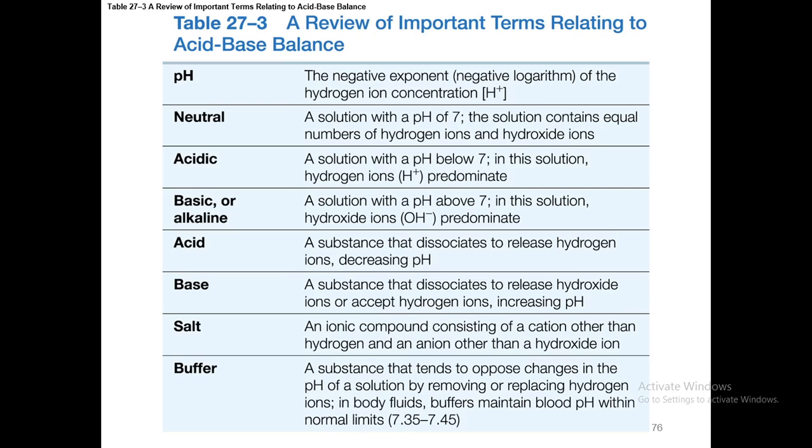This is a good table here to look at some terminology and to review these terms about the pH. So make sure that you go through this. And one important thing that we're going to mention here is the buffer systems. A buffer is a substance that tends to oppose changes in the pH of a solution by removing or replacing hydrogen ions. In body fluids, buffers maintain blood pH within normal limits, 7.35 to 7.45. So buffers are going to maintain that range.